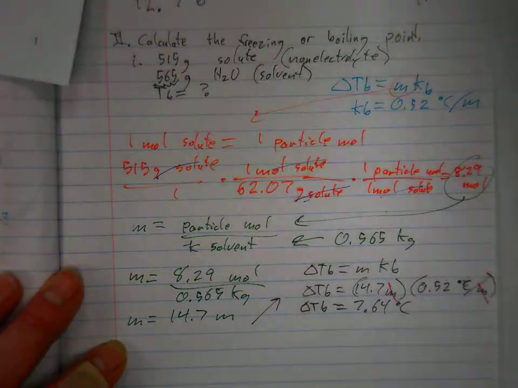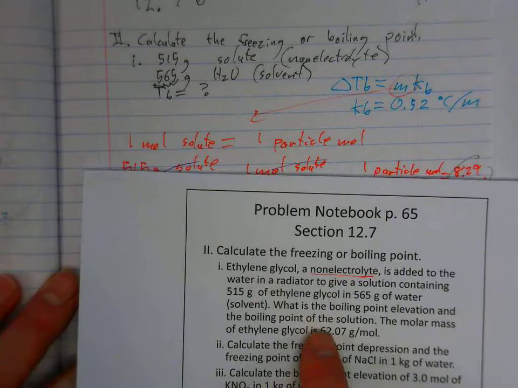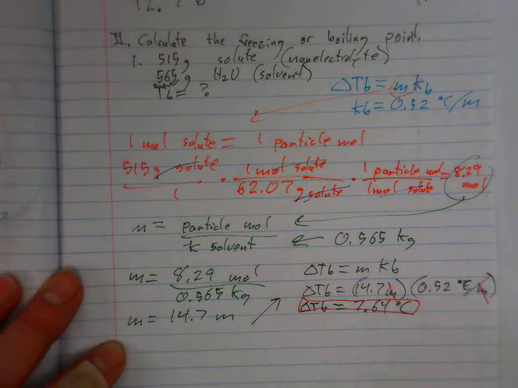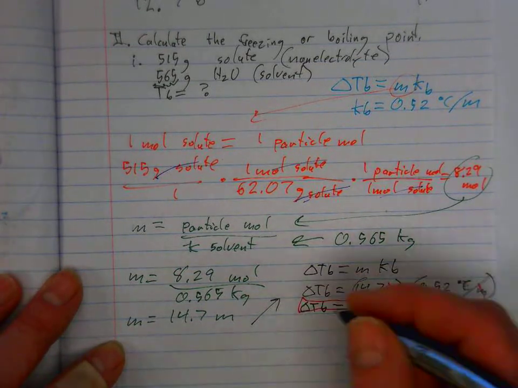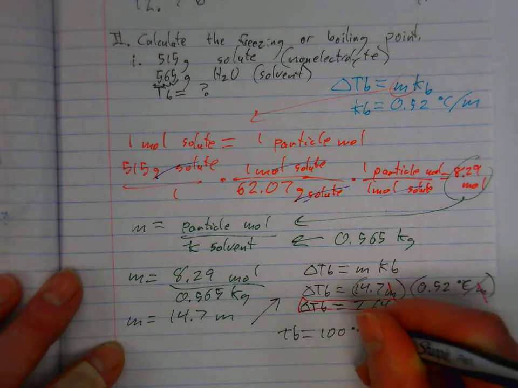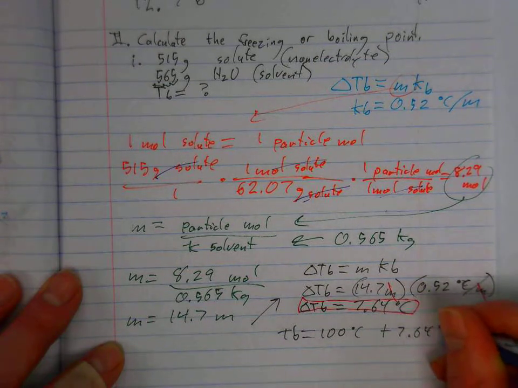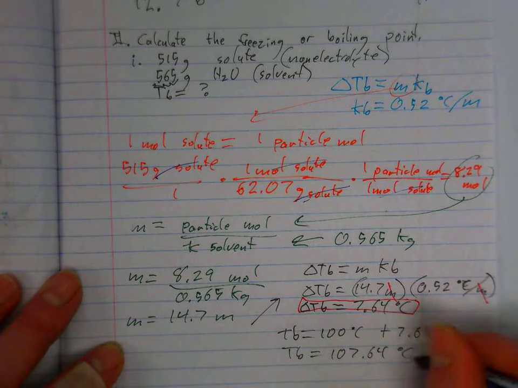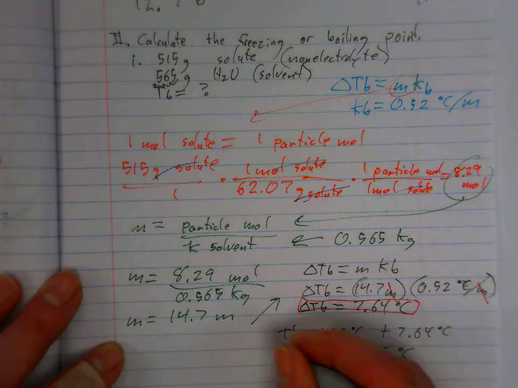Well, that change is added to the boiling point of 100 degrees Celsius. So in order to know the actual temperature, it would be 100 degrees Celsius plus 7.64 degrees Celsius, or in other words, 107.64 degrees Celsius. And I'll consider that 100 to be exact. And so both of our answers, we know the change in temperature by adding the ethylene glycol, and we know the overall temperature as well for that problem.